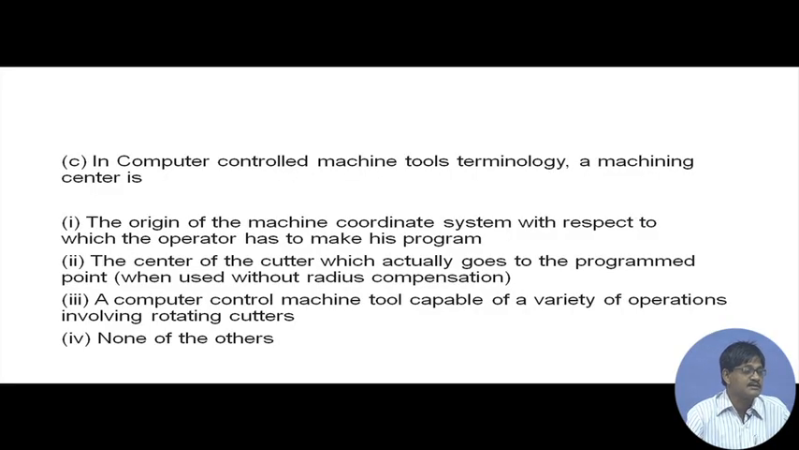Then the center of the cutter, which actually goes to the programmed point when used without radius compensation. So, the center of the cutter, say the drill center, the milling cutter, if it is say an end mill, the center point of the milling cutter, axial point, no. This also has nothing to do with the machine tool. Then a computer controlled machine tool capable of a variety of operations involving rotating cutters, that is it. This is the definition of the machining center. So, none of the others is not correct. Number 3 is correct.